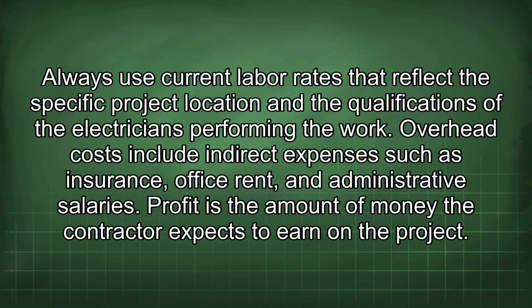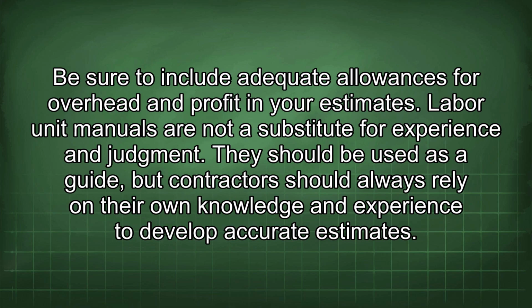Overhead costs include indirect expenses such as insurance, office rent, and administrative salaries. Profit is the amount of money the contractor expects to earn on the project. Be sure to include adequate allowances for overhead and profit in your estimates. Labor unit manuals are not a substitute for experience and judgment. They should be used as a guide, but contractors should always rely on their own knowledge and experience to develop accurate estimates.